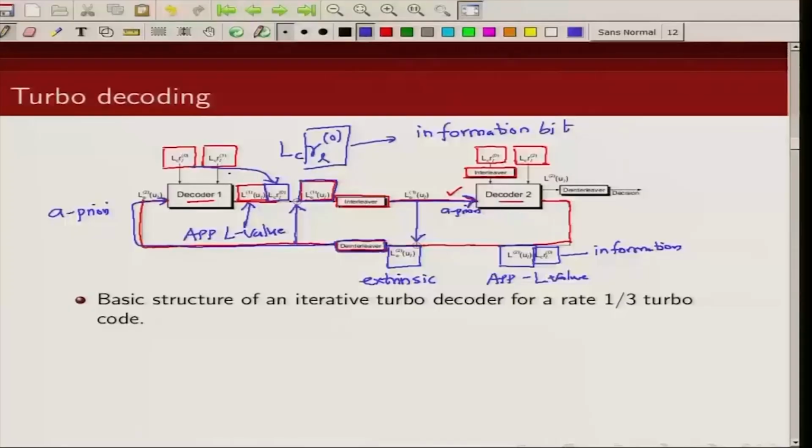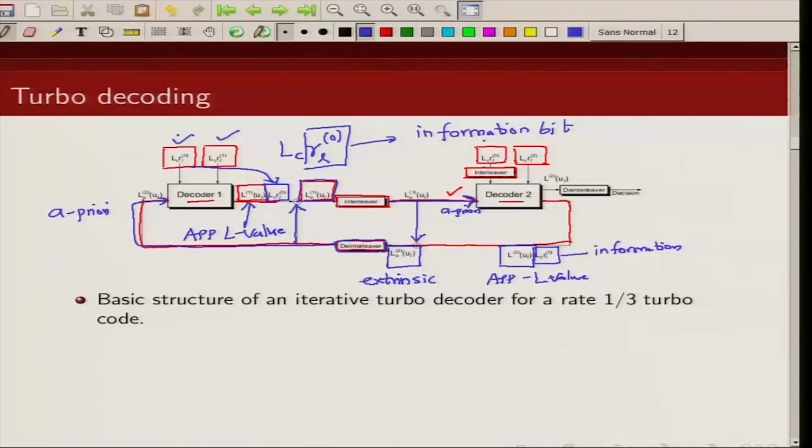Again, I will do a quick recap. Using the BCJR algorithm, I have some received values from the channel, which are this and this. Initially, I do not have any a priori knowledge about the information bits, so I assume they are equally likely to be 1 or 0. Decoder 1 will apply the BCJR algorithm and it will compute the APP L values and the extrinsic L values. Now, this extrinsic information is passed as a priori information to decoder 2.